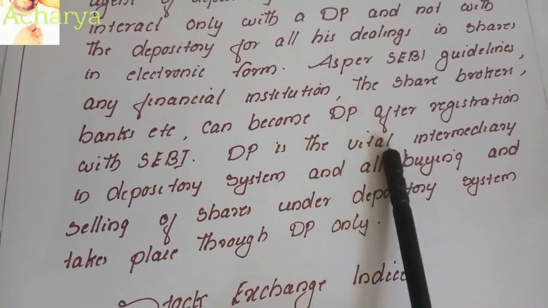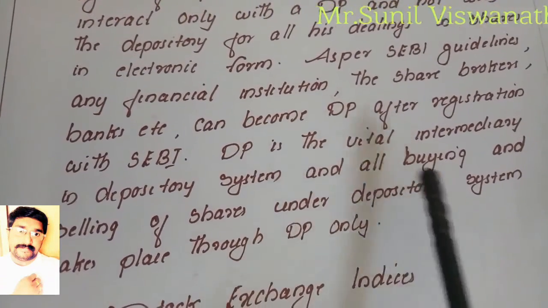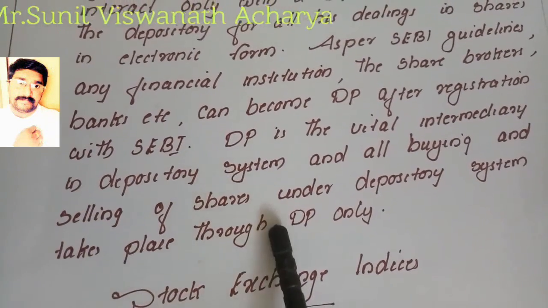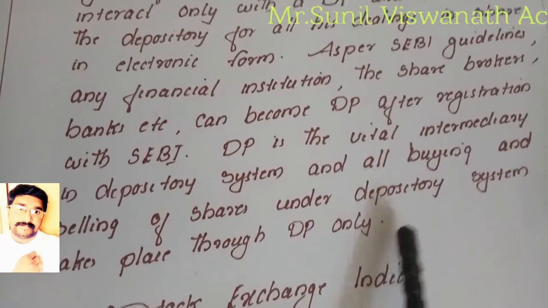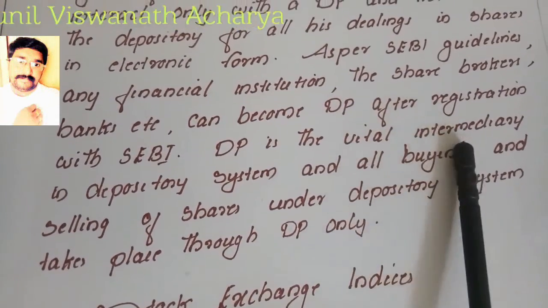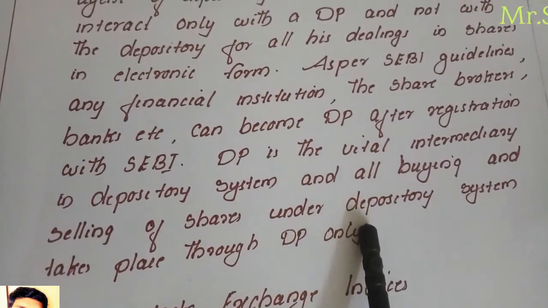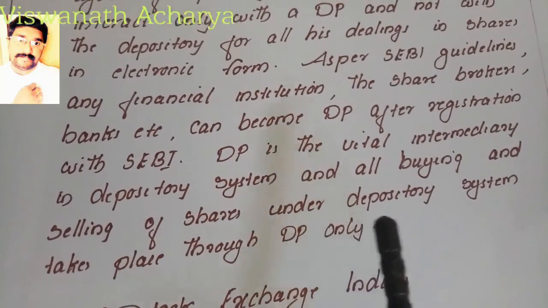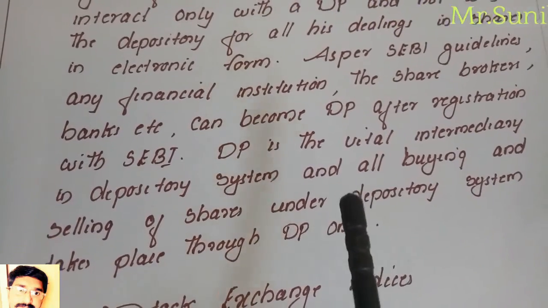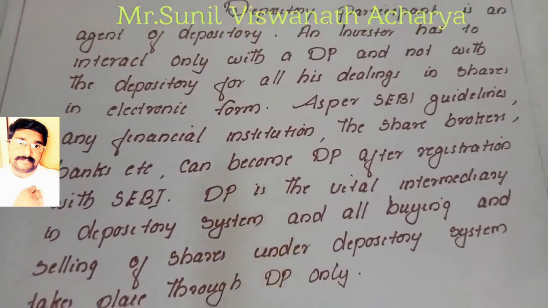The depository participant is a very important middleman in the depository system, and all buying and selling of shares under the depository system takes place through depository participants only. So we can say the depository participant is the most important, vital intermediary, connecting the investor and the depository. Investors cannot directly deposit or withdraw shares from the depository. They need the help of a major intermediary known as the depository participant.